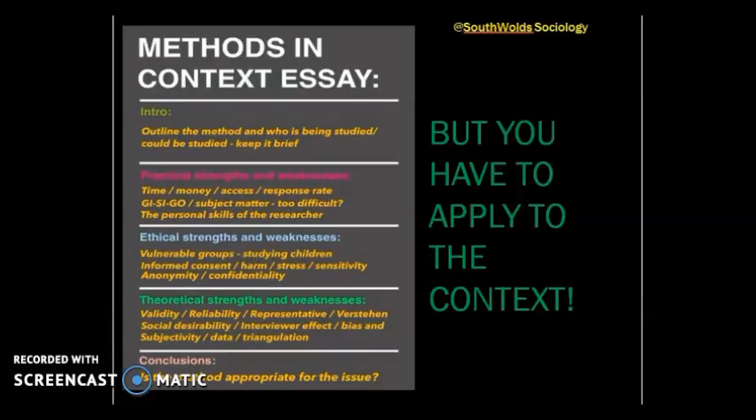Just to summarise, this is just a way that I found that will help you structure your answers, and as you can see, Kate roughly followed that. So she started off with practical, ethical, theoretical, but just making sure that you are applying to the school context and obviously the context in the question, just to help you out.